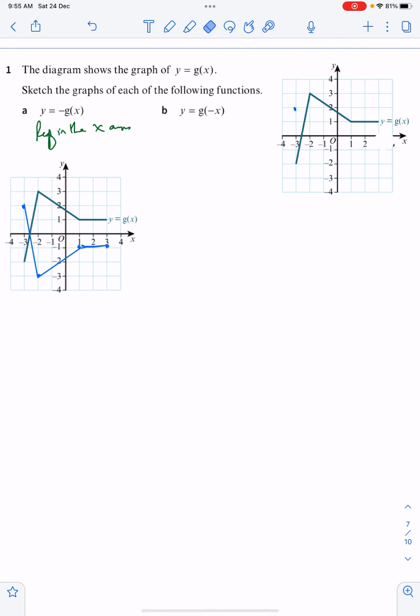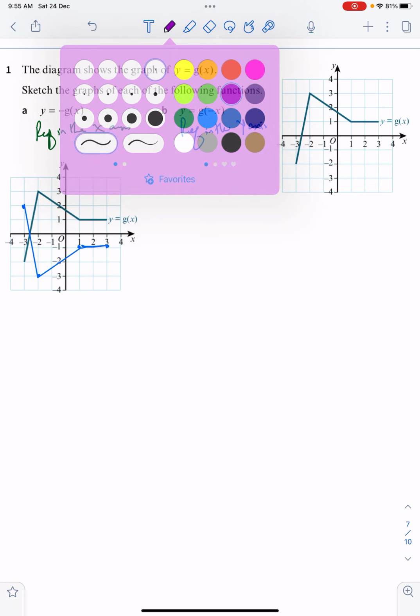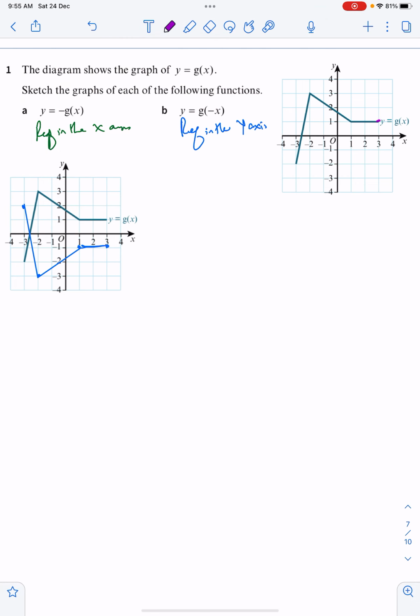For the second part, they are saying y = g(negative x). It is evident from here that they want us to reflect the graph in the y-axis. Okay, for the reflection in the y-axis, what we will do is simply take the point and see what is the distance from the y-axis. 3 units from the y-axis, so on the other side 3 units you have to mark.